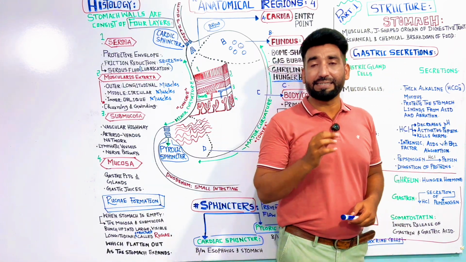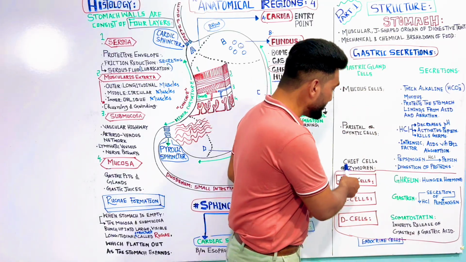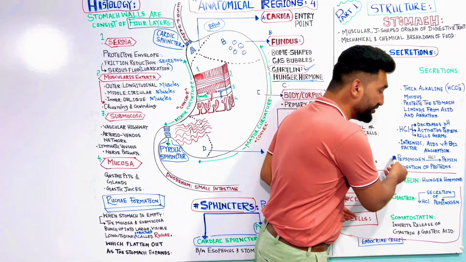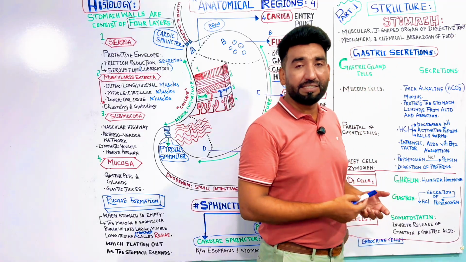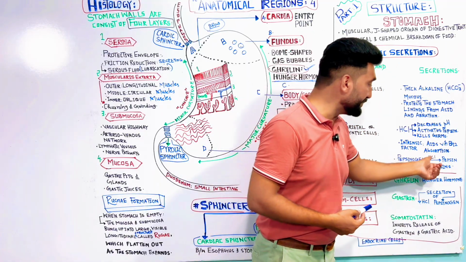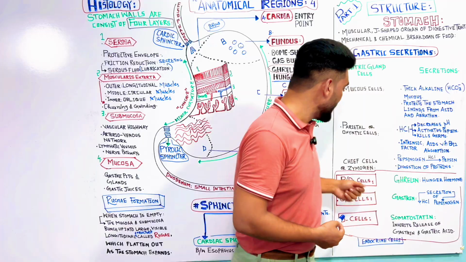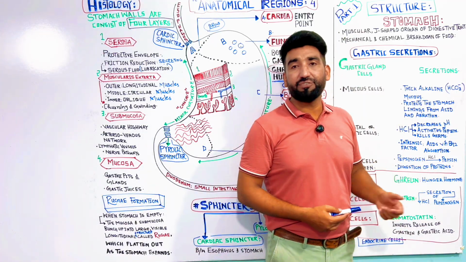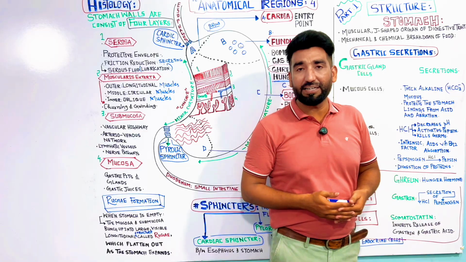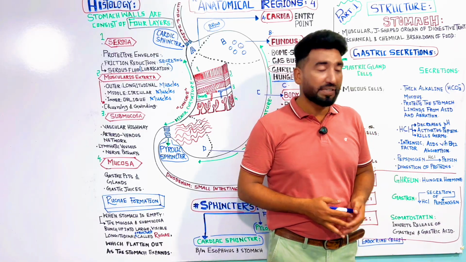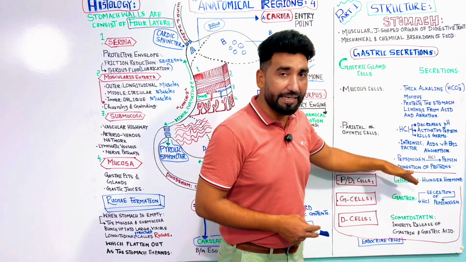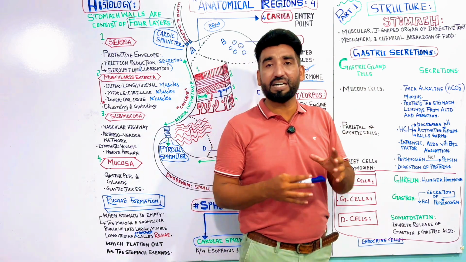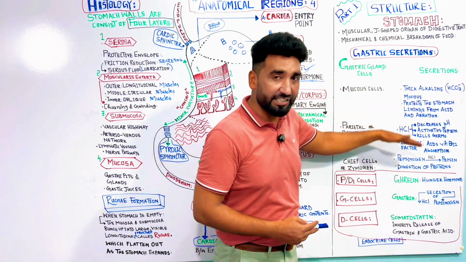Then come chief cells or zymogen cells that secrete pepsinogen, a proenzyme that is converted into pepsin by HCl. Chief cells are involved in the digestion of protein into polypeptide chains and peptones. Apart from these exocrine cells, there are endocrine cells that are involved in the regulation of gastric secretions.